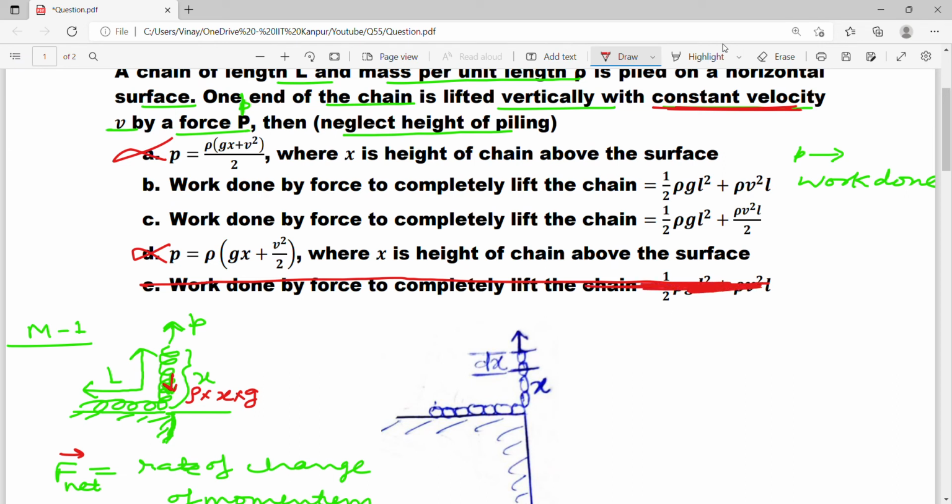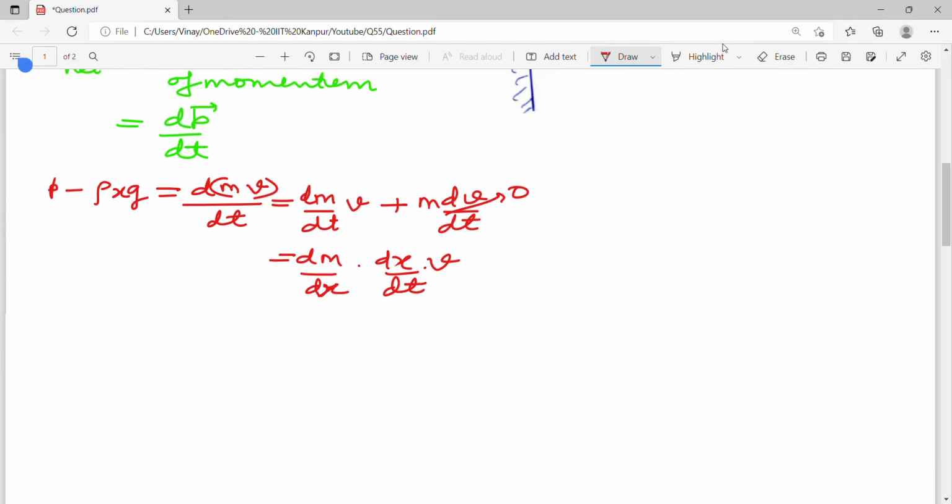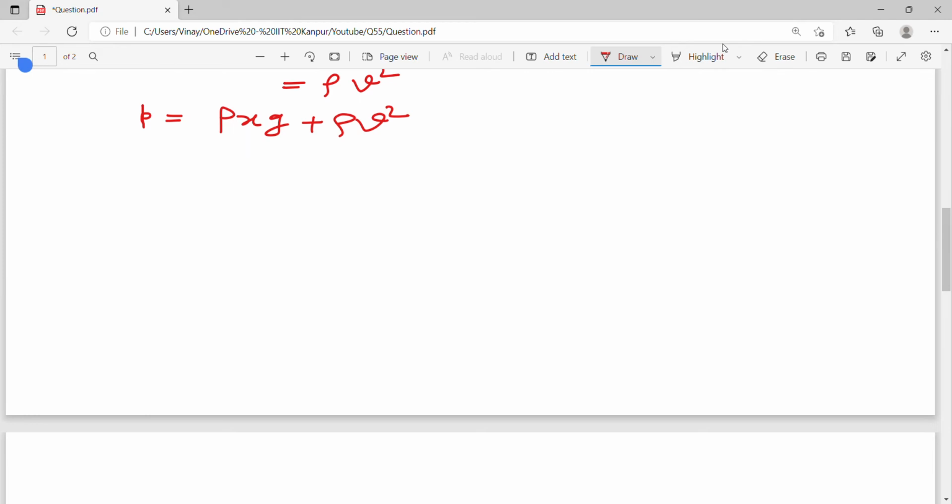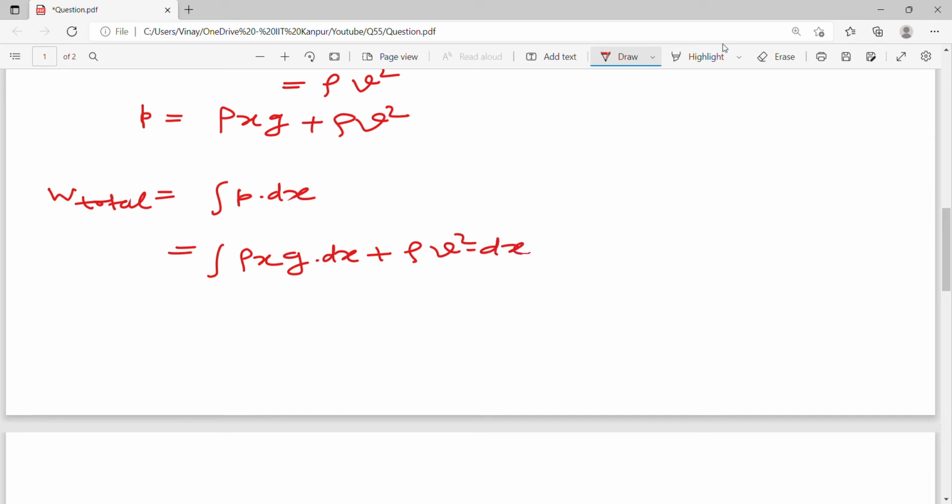okay? Now, let me go back and try to calculate the total work done in lifting the chain. How much work will be done in lifting the whole chain? So how much will the total work done be, tell me? W total is equal to P dx, all right, so it would be rho xg into dx plus rho v square into dx, isn't it? You can take the integration sign inside.